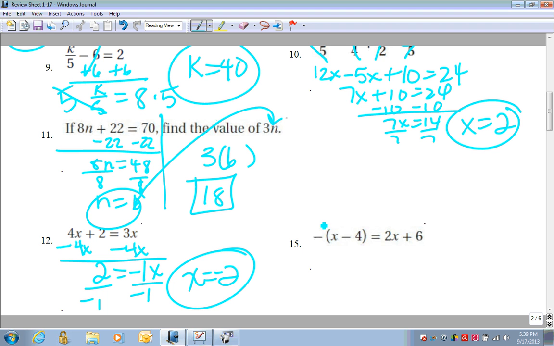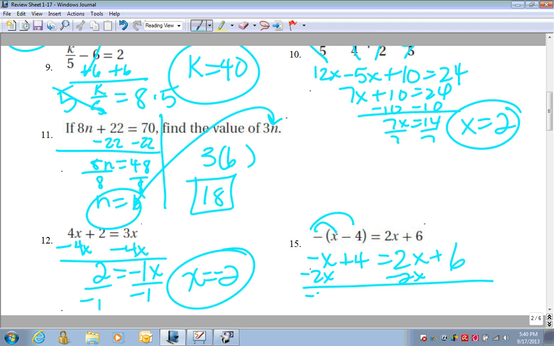Number 15, I need to distribute my negative. That gives me negative x plus 4 equals 2x plus 6. Letters to the left, and I get negative 3x plus 4 equals 6, and numbers to the right. That gives me negative 3x equals 2. Dividing both sides by negative 3, my final answer is x equals negative 2/3.